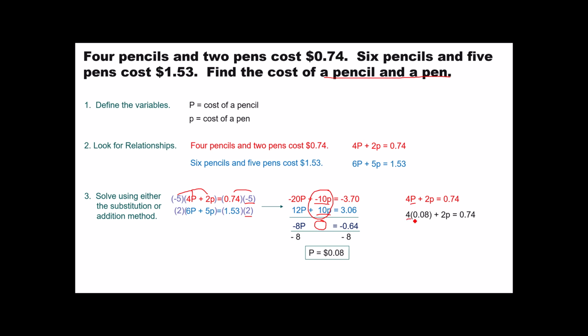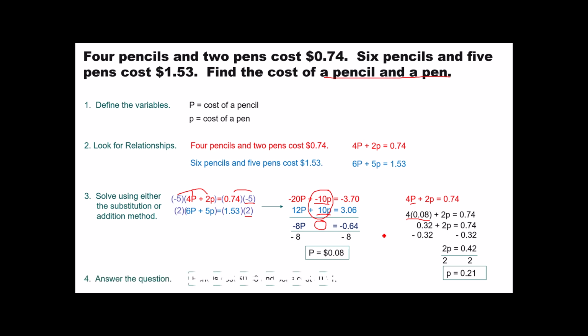4 pencils then is 4 times 8 cents, or 32 cents. I subtract that 32 cents from both sides. What's left over is 2 pens for a cost of 42 cents. Divide both sides by 2, and I find that a pen is 21 cents. The answer to the question then is pencils cost 8 cents and pens cost 21 cents.